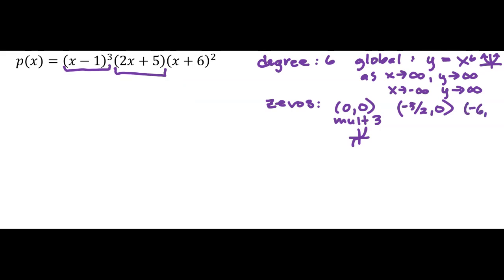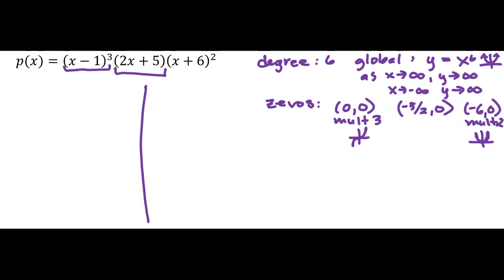And then last is going to be a negative 6, 0, and that is a multiplicity 2. So I will expect to see that sort of bounce off behavior right at negative 6, 0. And again, it could be above or below the axis, but the bounce off is key. The sign will not change if there's an even power.